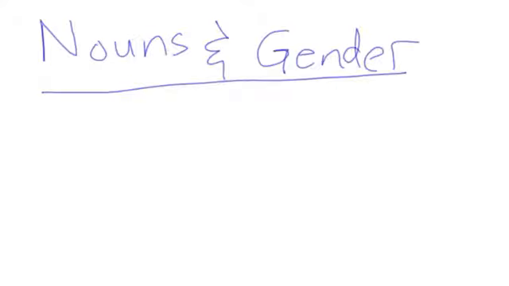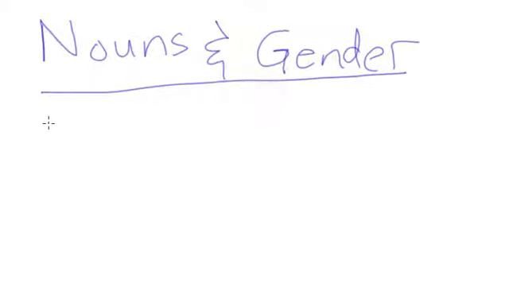Hello everyone. So we're going to learn about nouns and gender today. So what do we mean by nouns and gender? Well, in Spanish, you'll find it's a bit different from English in that it has gender when it speaks about nouns, whether living or non-living. For example, for a person, it can be masculine or feminine, and the same can be for a non-living object.